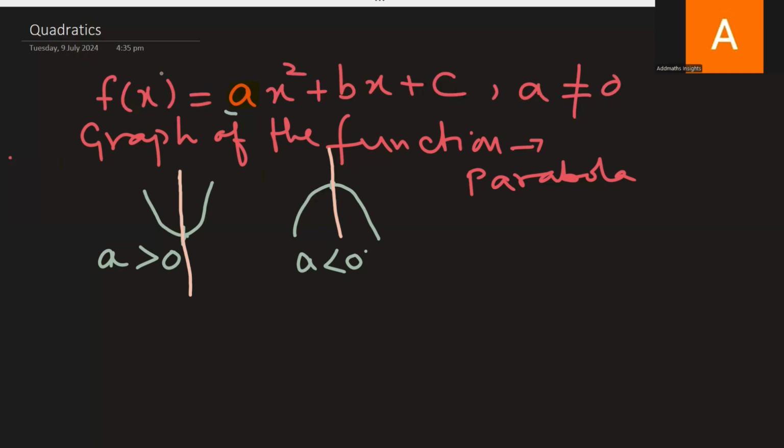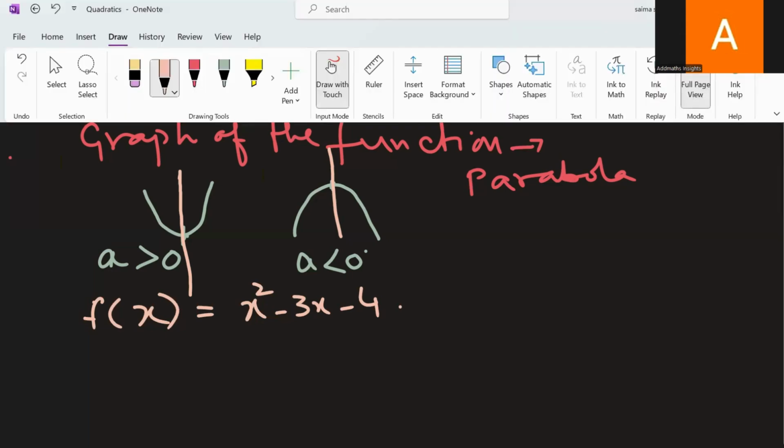For example, if the function is of the type f of x is equal to x square minus 3x minus 4, and you have to sketch the graph of this quadratic function, you need to note down the steps. First step.